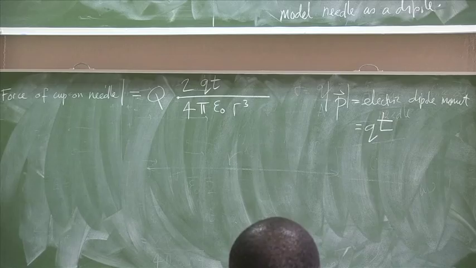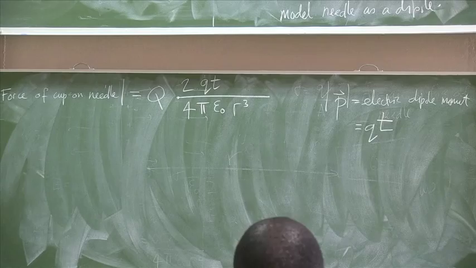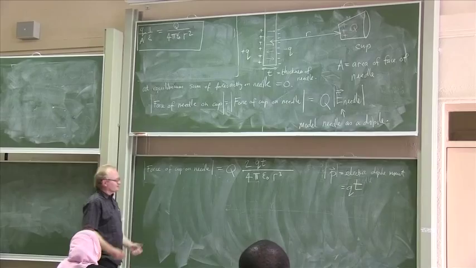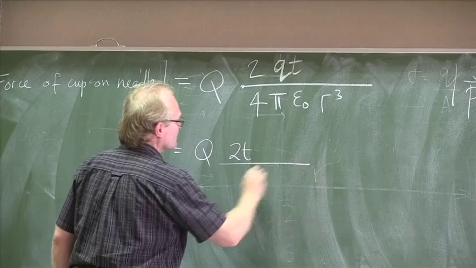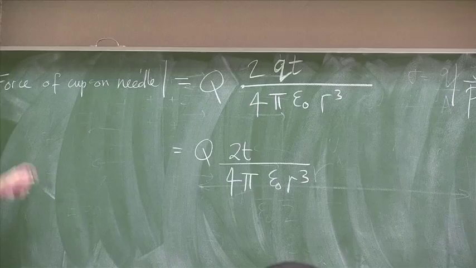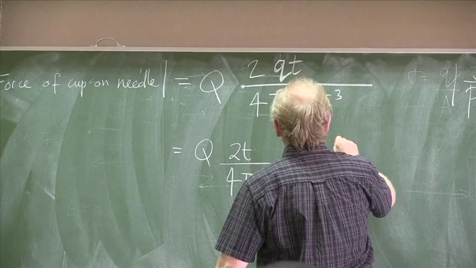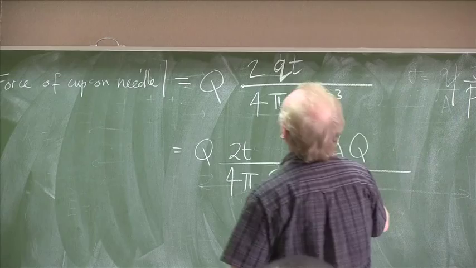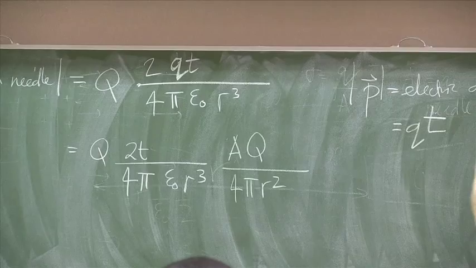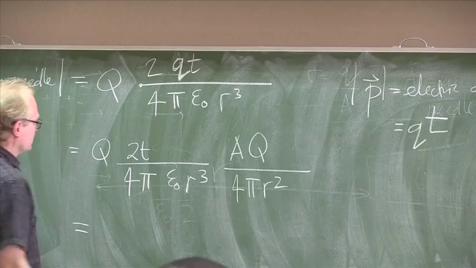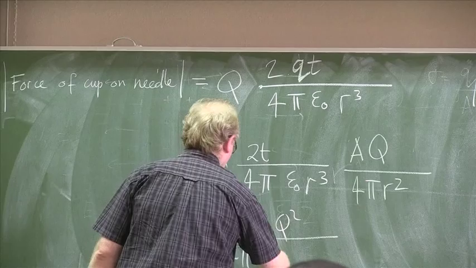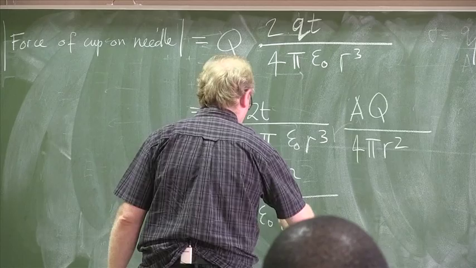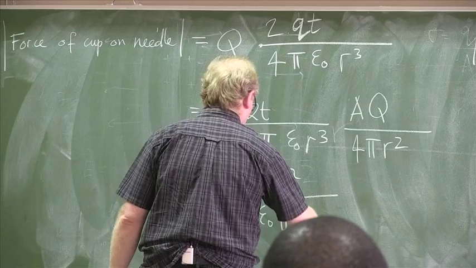And now we can immediately look at our equation at the top there, and we've got a formula for little q. Okay? So I'm going to plug that in. So let's make that Q. So this is equal to Q times 2T over 4 pi epsilon naught r cubed. And now I'm going to read little q of that formula. So we have got a q over 4 pi r squared. So let's simplify that a little bit. Q squared 2T over 4 pi epsilon naught times another 4 pi times r to the 5.